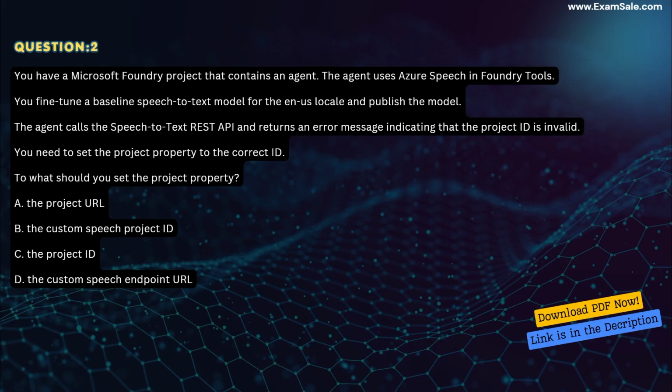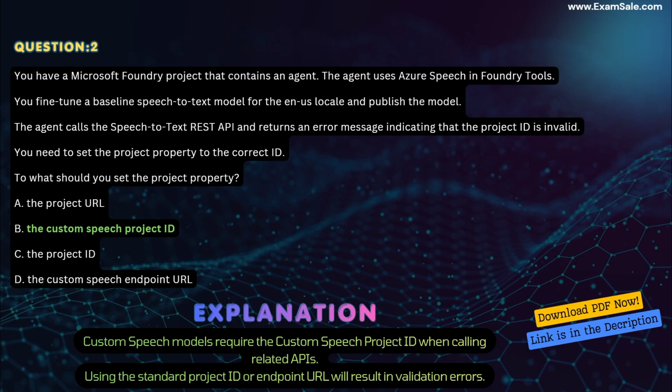A. The project URL. B. The custom speech project ID. C. The project ID. D. The custom speech endpoint URL. Correct answer: B. The custom speech project ID. Explanation: Custom speech models require the custom speech project ID when calling related APIs. Using the standard project ID or endpoint URL will result in validation errors.